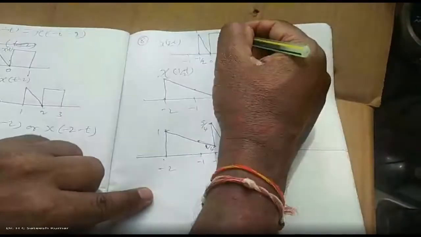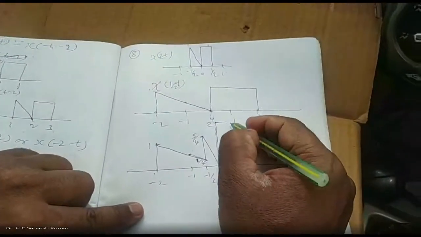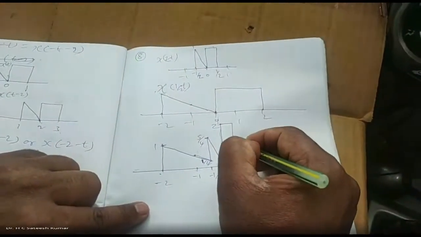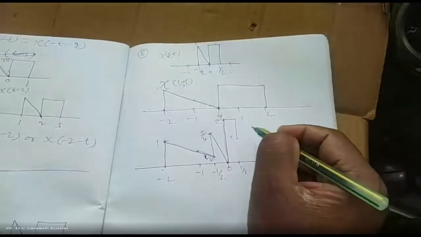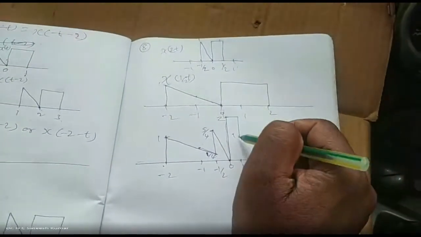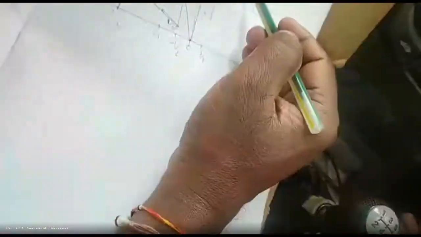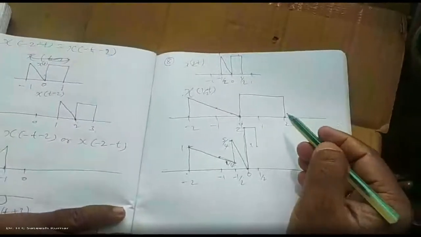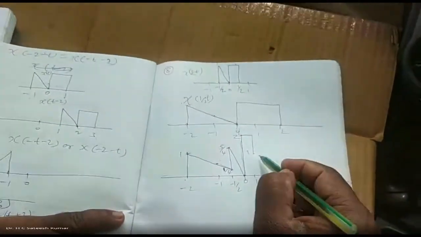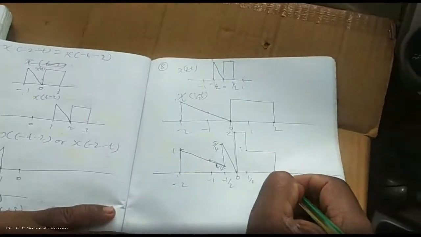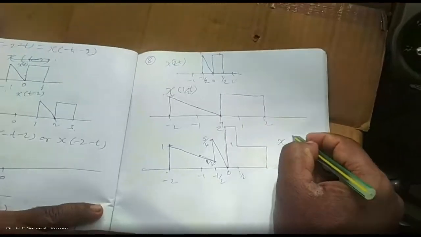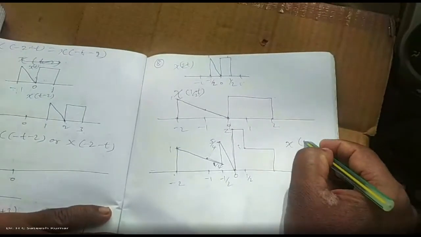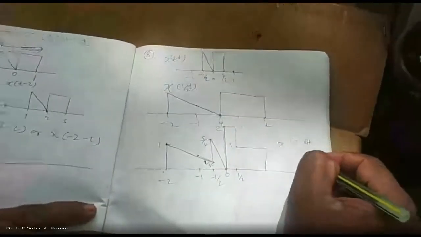At half, it falls by 1 unit. Fall by 1 unit only. Stop at this point. From 2, it falls by 1 unit. 0 plus something. So something is this one, constant at 1 up to 2. This is your x of 2t plus x of half t.